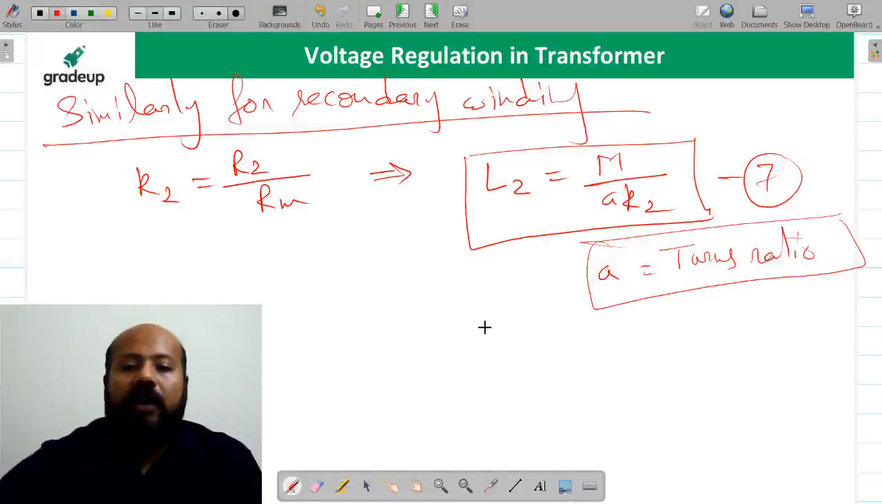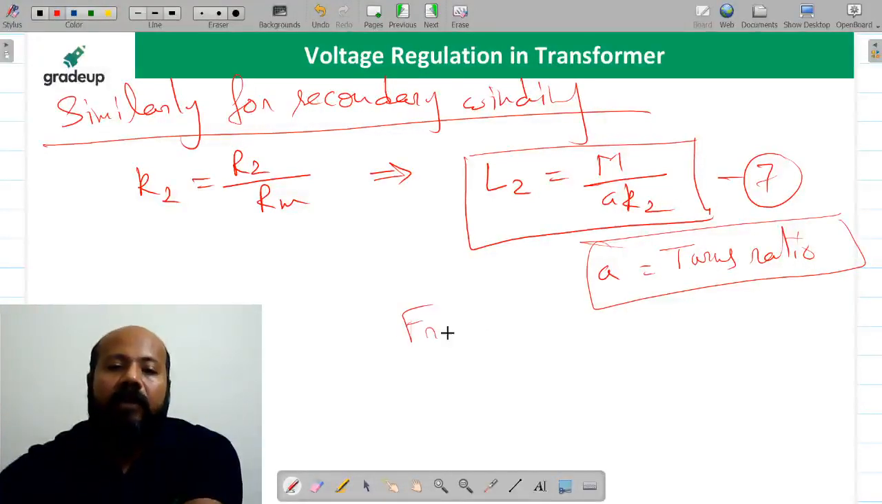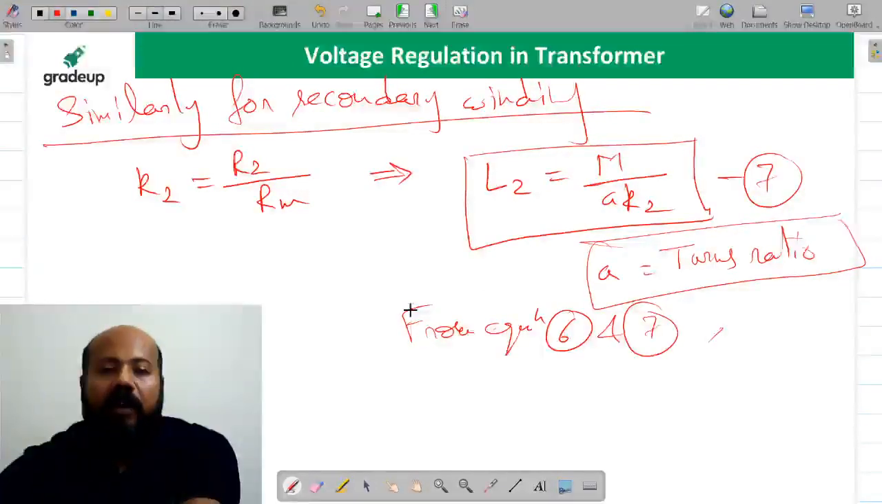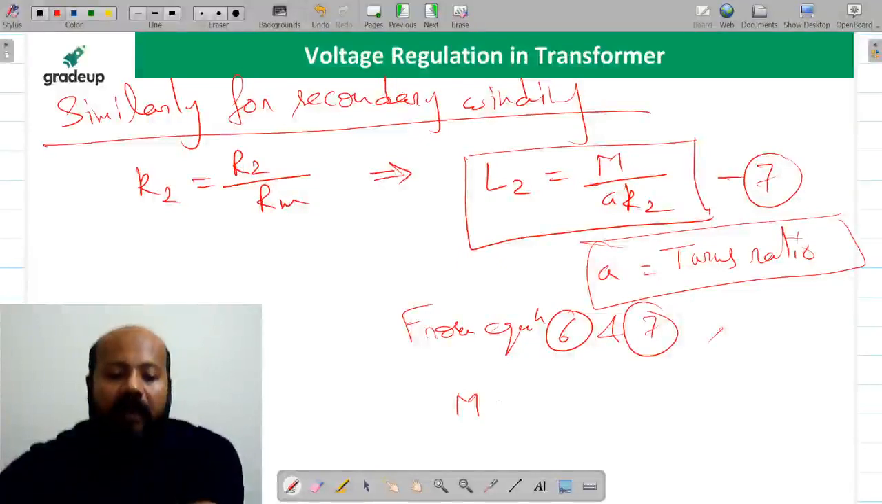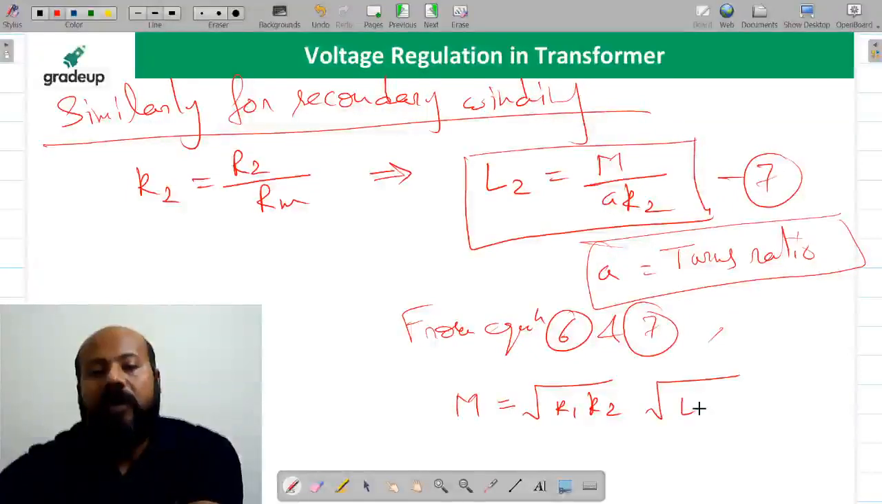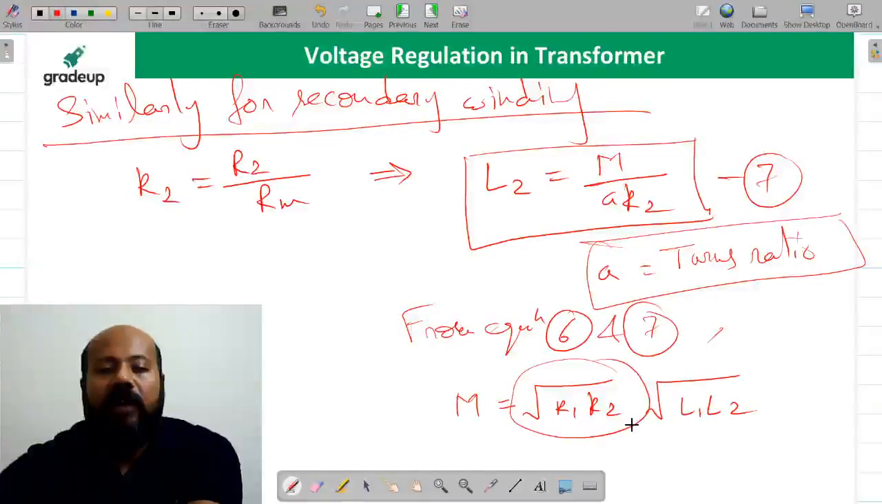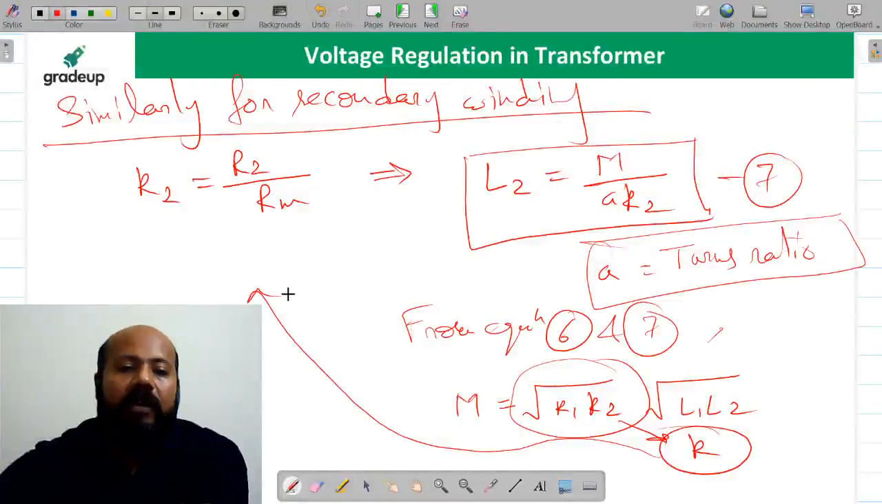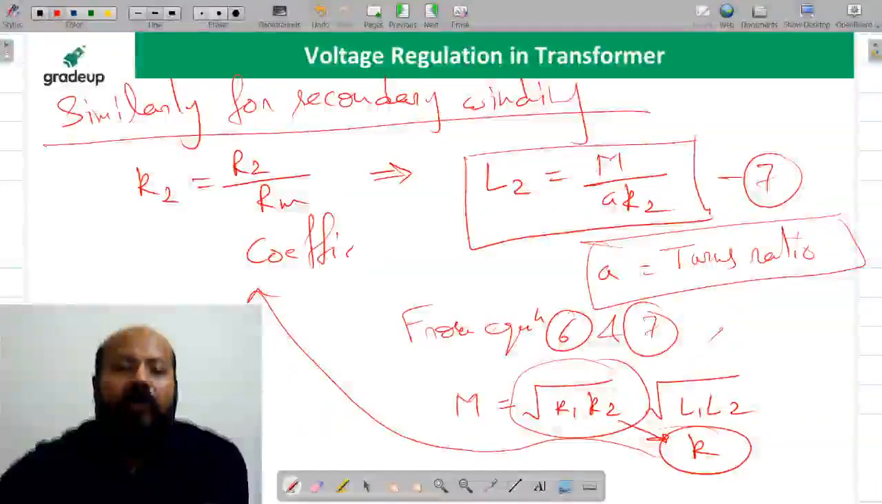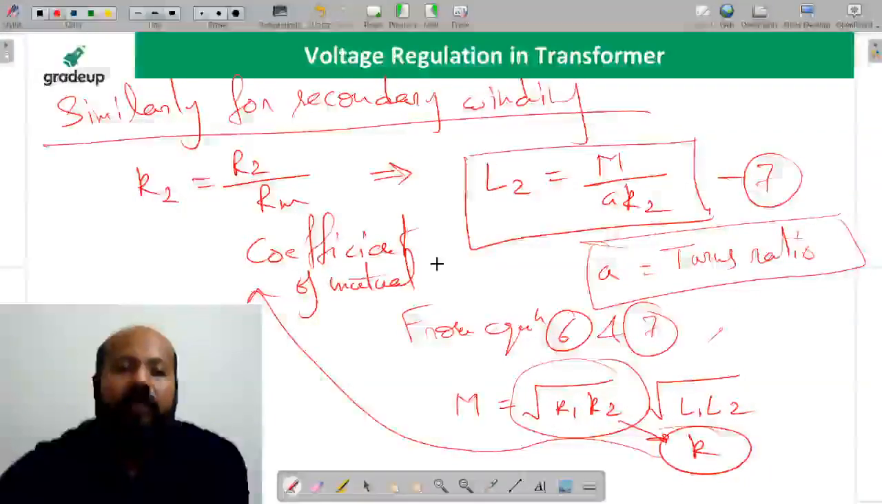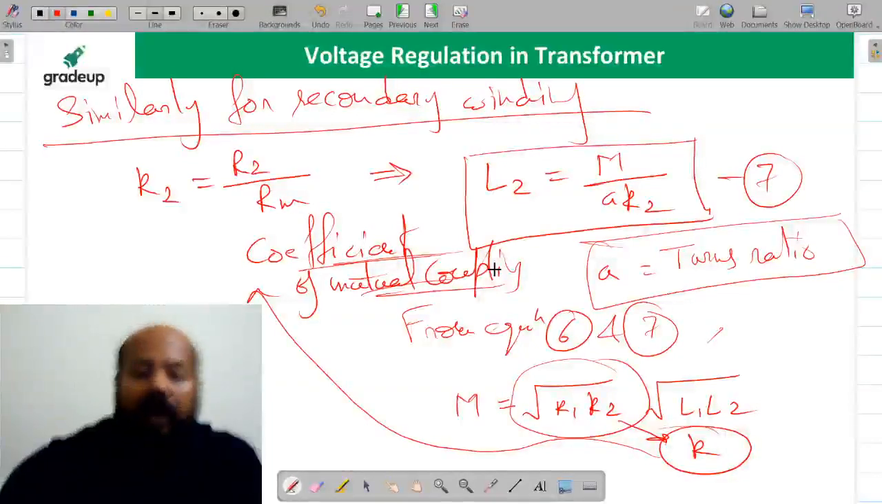Now if you see equations 6 and 7, then you can write the equation for M as under root K1 K2, and this is going to be under root L1 L2. This we are calling as K, which is nothing but the coefficient of coupling or mutual coupling. I hope it is clear to all of you.